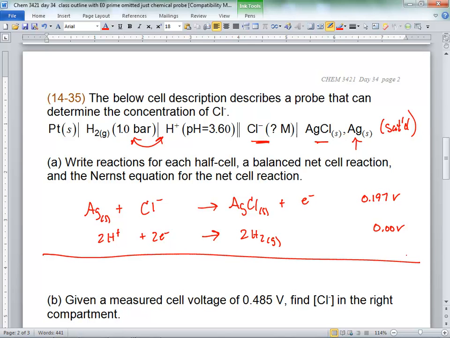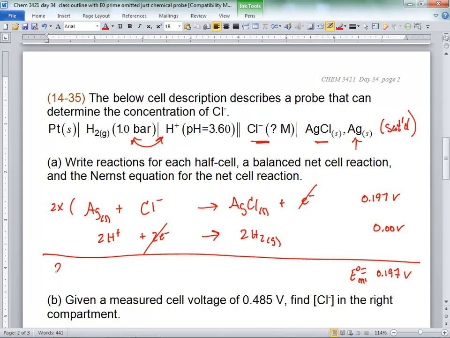So top one times 2. Thank you for noticing that. We've gone through all that work, we wouldn't have seen it. Okay. What's my E0 cell? Do I do anything to this 0.197? Multiplying through by 2? No. Good. So I just end up with 0.197 for it.